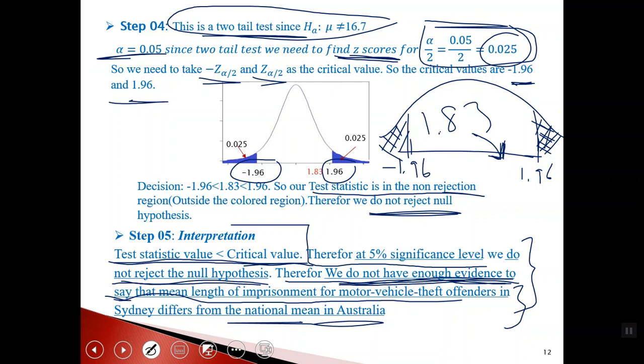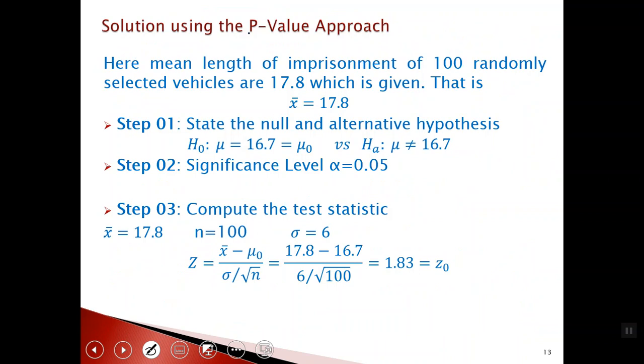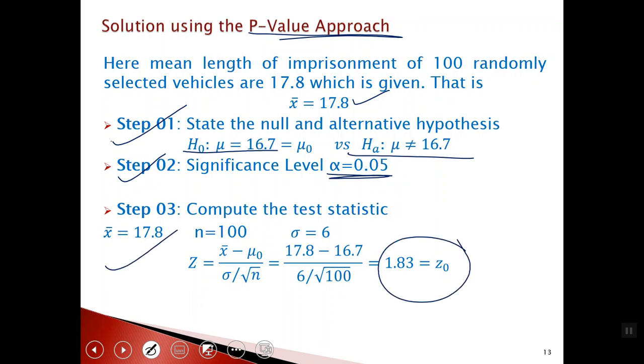Okay, let's see how we solve this by using the p-value approach. X bar is given. First step, you need to mention what is your H naught and what is your alternative hypothesis. Step number 2, what is your alpha? Step number 3, as usual, calculate your Z naught. Since you are using the p-value, you have this alpha, and what you have to do is find the probability value based on this Z value.